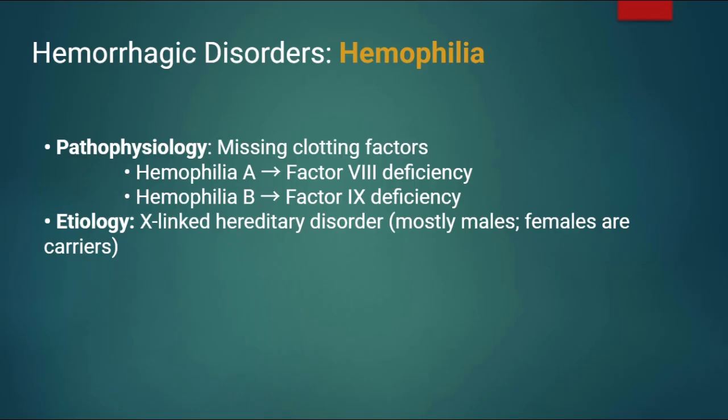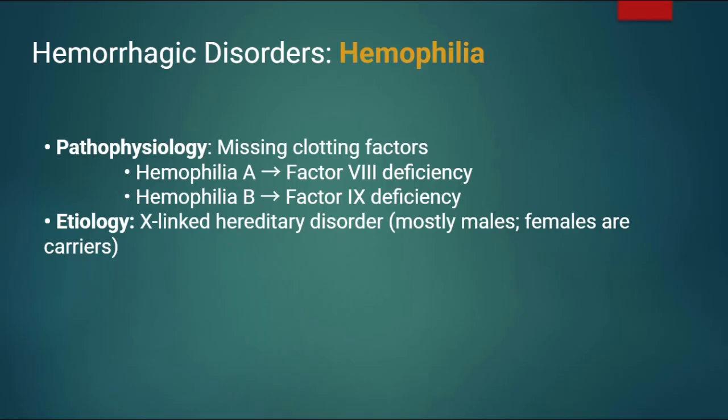Etiology. Hemophilia is an inherited disorder passed through an X-linked recessive pattern. This means the gene responsible is carried on the X chromosome. Since males only have one X chromosome, they are much more likely to be affected. Females can be carriers and sometimes have mild symptoms, but are usually not severely affected.